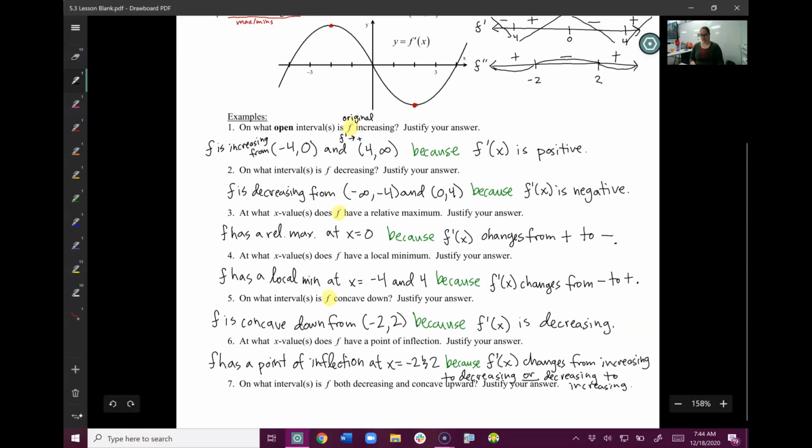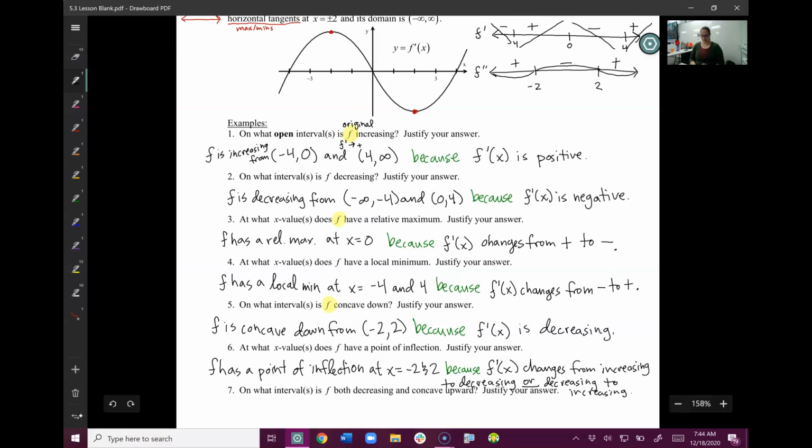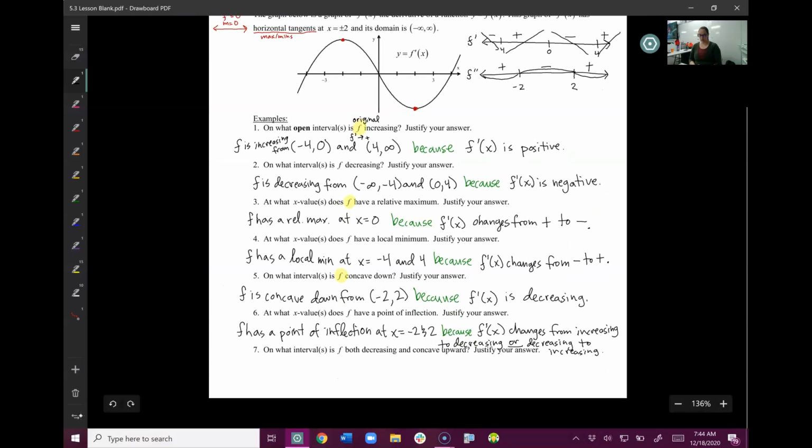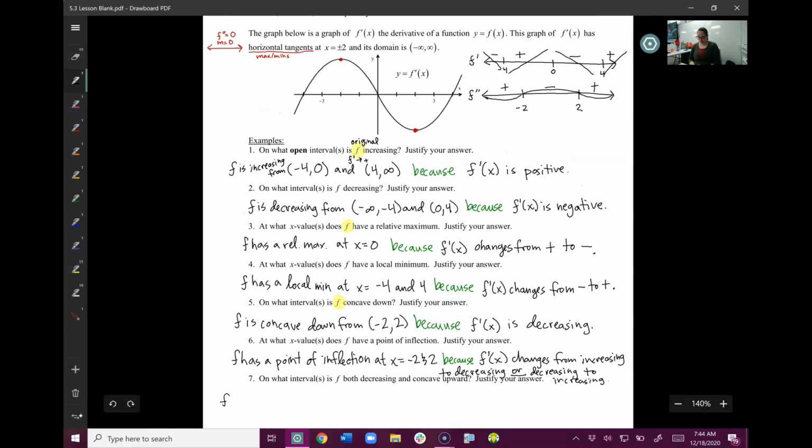Okay, last question for today. On what intervals, excuse me, is f both decreasing and concave upward? So, let's start this one out. f is decreasing and concave up from, okay, let's look at our number lines. Decreasing and concave up looks like right there from negative infinity up to -4.